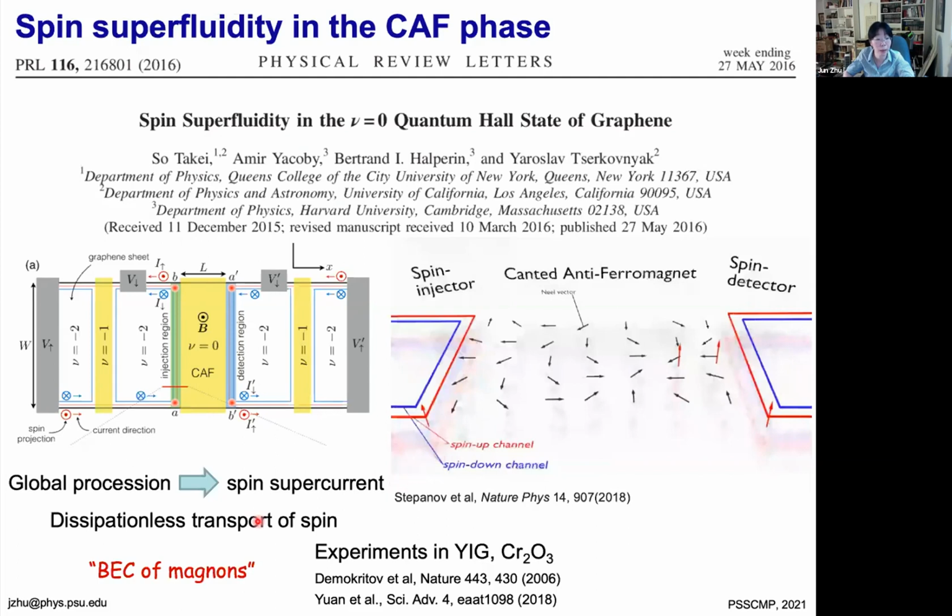There is a movie that is supposed to show, and somehow it is not showing here, how when the spin is injected into the CAF state, the in-plane spins precess to transport that net spin across the material into the detector side. If the in-plane spins rotate one way, you send a spin up through. If the in-plane spins rotate differently, you send a spin down through. And if this process happens with global coherence, one could in fact support a spin supercurrent through the system without dissipation. So that would be great. That's generally known as the BEC of magnons, and it's something that is being explored in several other magnetic insulators as well.